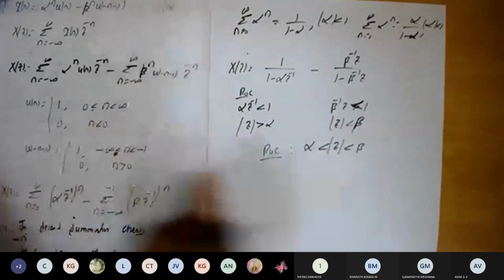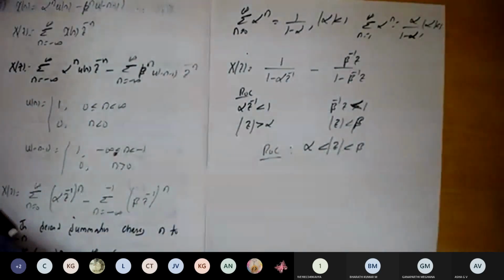How you got region of convergence? So right.